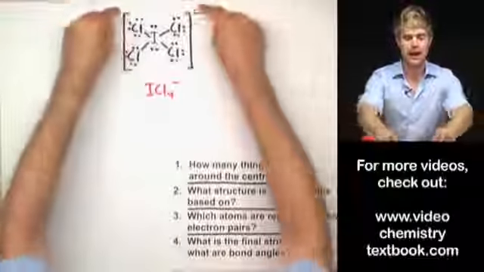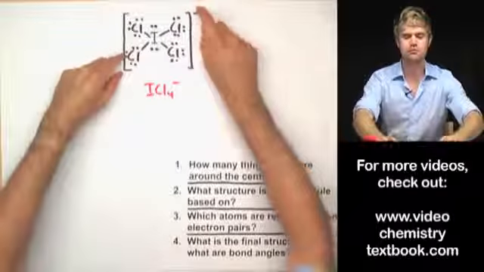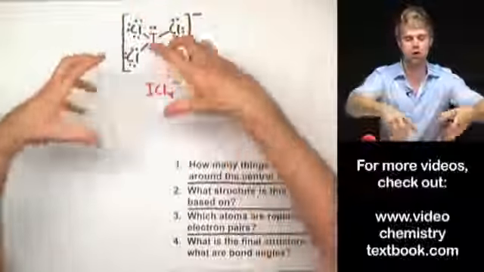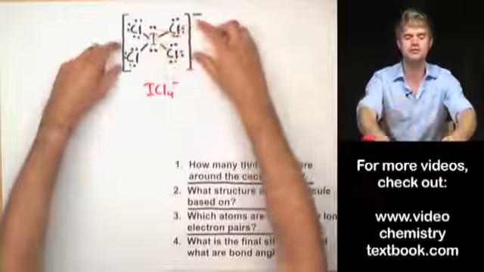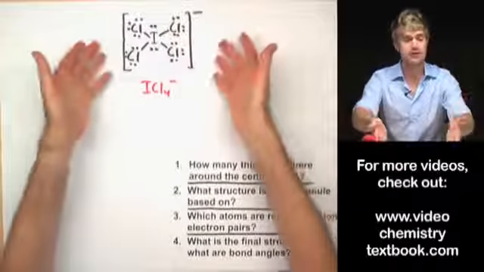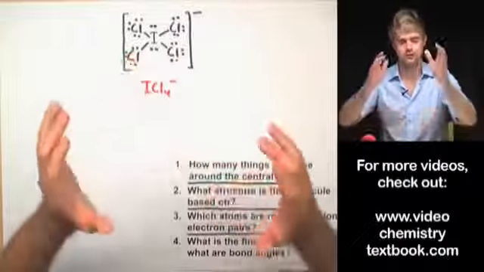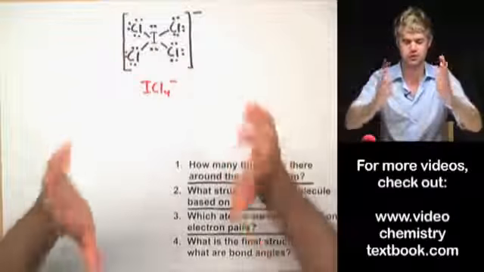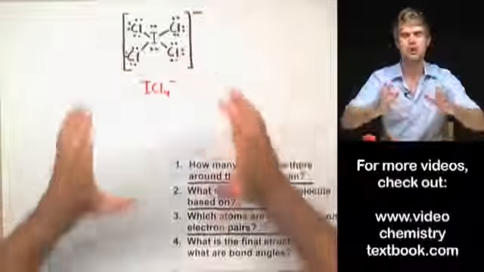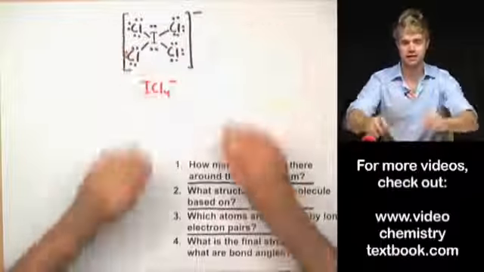ICl4-, okay, and the whole thing is surrounded by these brackets because it has a negative charge, which means this whole clump of atoms has received an extra electron. Doesn't matter if it has a charge or not, we go through figuring out what the VSEPR shape is exactly the same way. Don't be thrown off at all by this charge. It doesn't have any effect on the VSEPR.